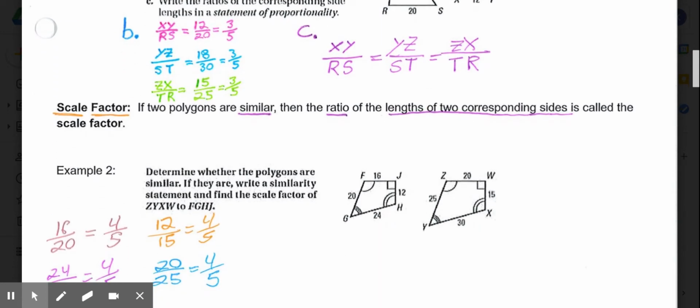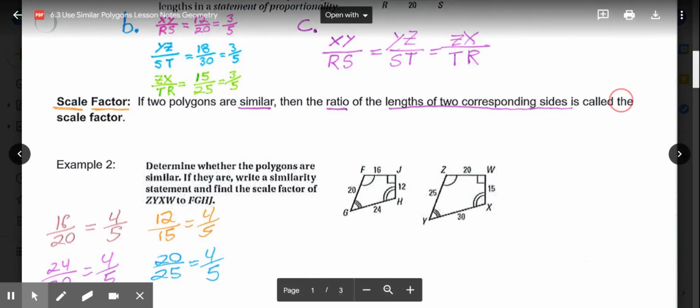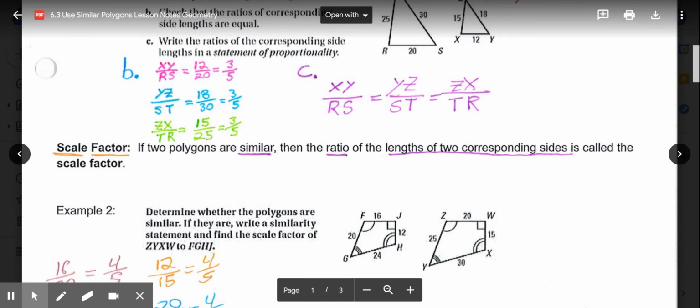So that idea of similar goes with the idea of a scale factor. If two polygons are similar, then the ratio of the lengths of two corresponding sides is called the scale factor. So our scale factor up here would be 3 to 5.